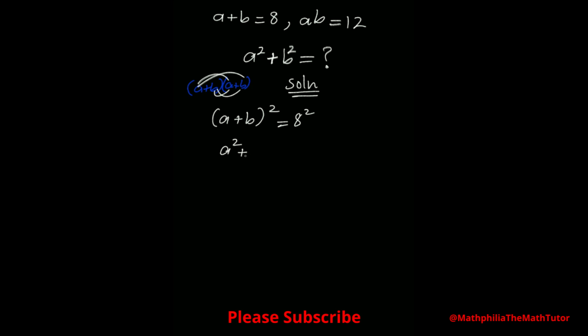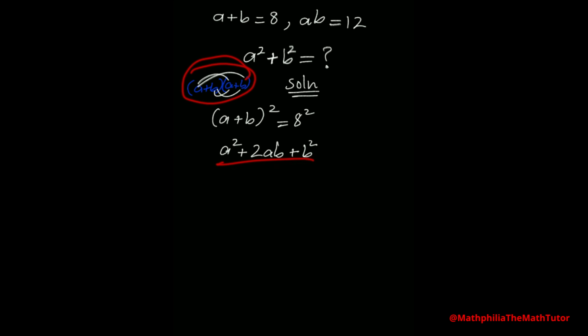Now let's continue. From here, we say a squared. Then we add to that the product of a and b multiplied by the power. That is 2 multiplied by a multiplied by b. That is 2ab. Then from there, we square the second term. That will give us b squared. And this is equal to 8 squared. And 8 squared is 64.